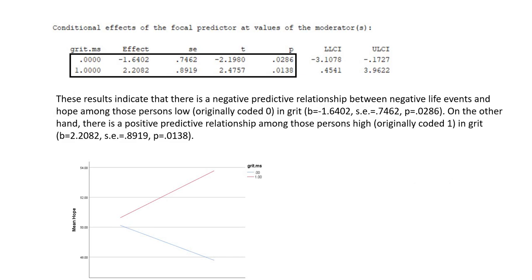So we can also look at the conditional effects of the focal predictor at the two values on the moderator variable. In the low grit group, the slope for negative life events on hope is negative and significant, whereas in the high grit group, the slope is positive and statistically significant. You can see a picture of those relationships in our plot down below. Basically, you can see right here we've got grit, median split. So this is essentially the low grit group, and this is the high grit group right here.